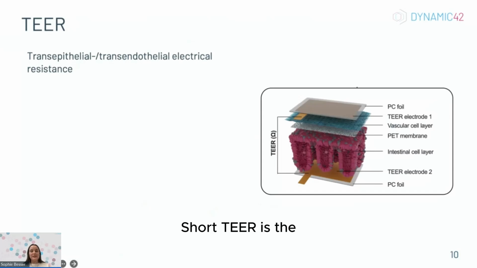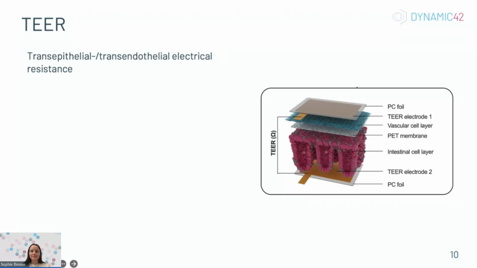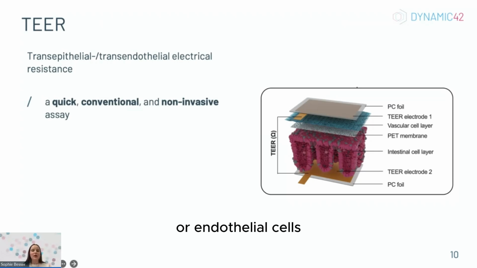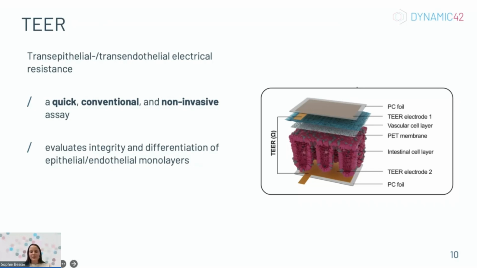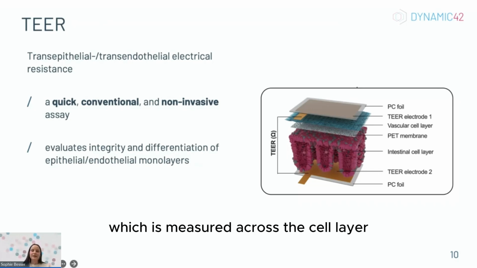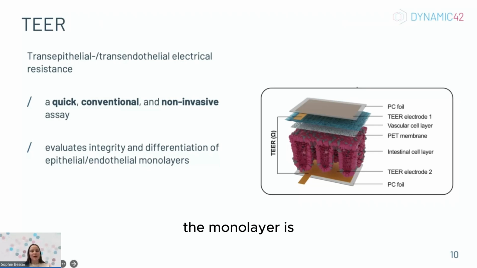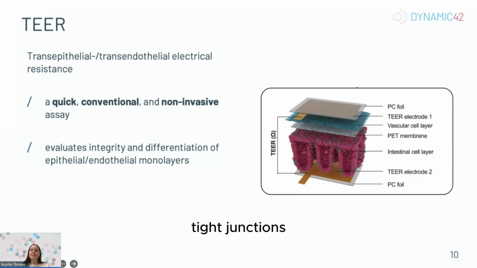TEER is the transepithelial and transendothelial electrical resistance. It is a widely used non-invasive method to assess how well epithelial or endothelial cells form a functional barrier in vitro. Basically, the electrical resistance measured across the cell layer gives us an idea of how intact or differentiated the monolayer is, especially if the cells are forming strong tight junctions.